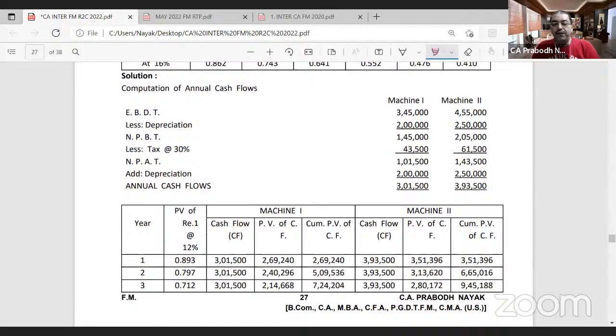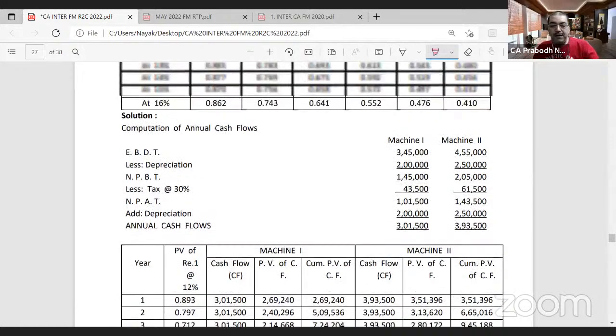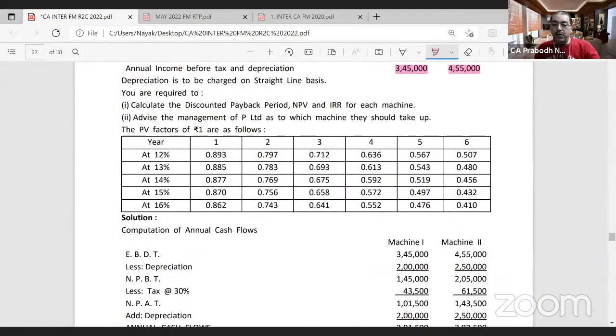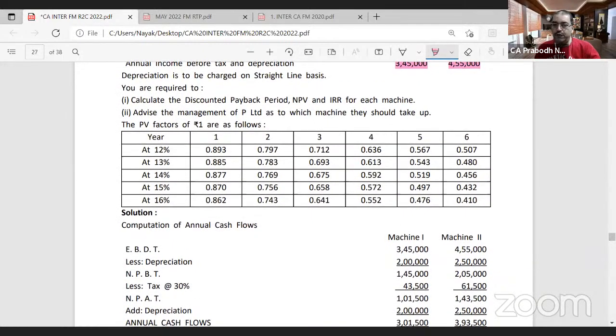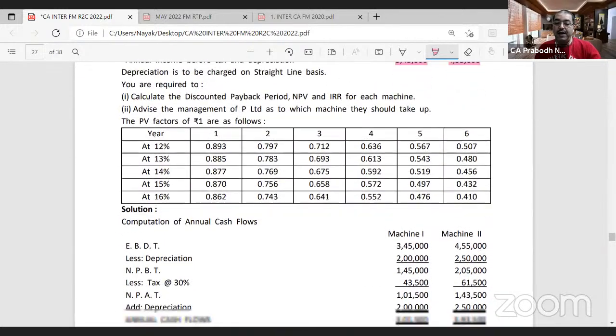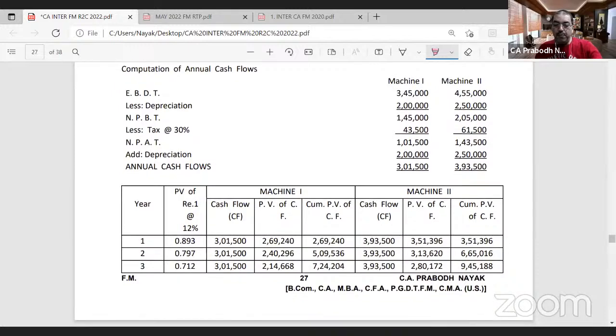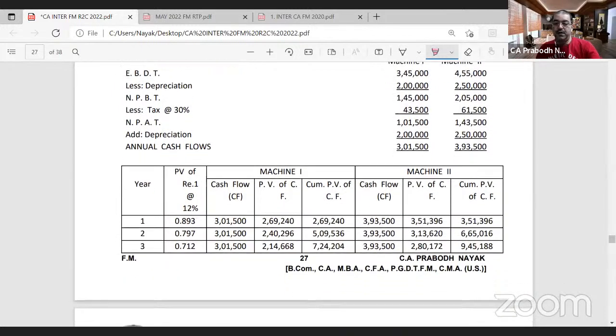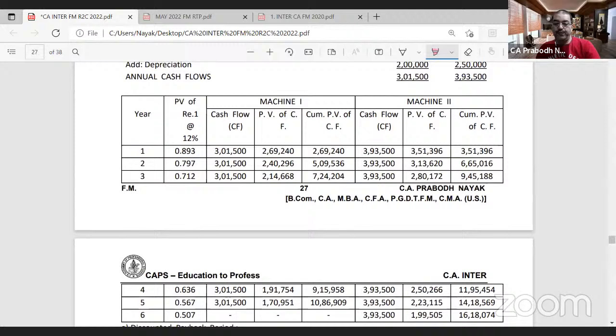Since you are doing a comprehensive problem, and the 3 methods that you are having are the discounted payback period, that means you require the annual cash flows and the cumulative annual cash flows, and you have the NPV and the IRR. So we'll prepare a comprehensive statement like this for machine 1 and machine 2. Year column, present value factor column, which will be common for both the machines. Cash flows, present value of cash flows, and cumulative present value of cash flows.